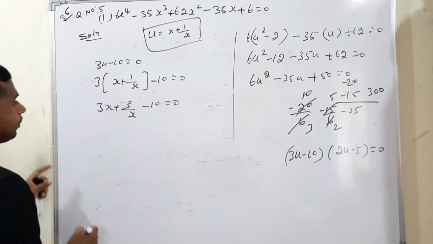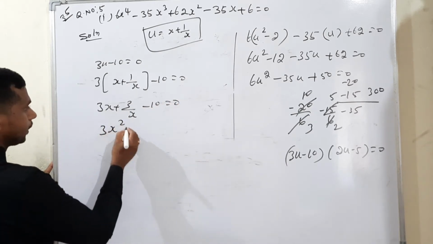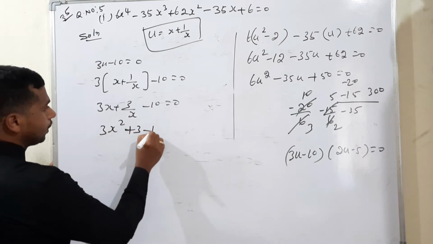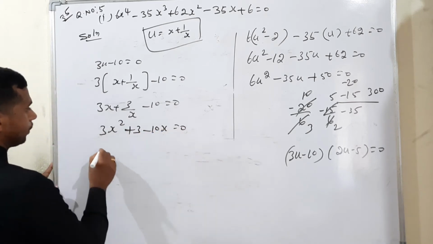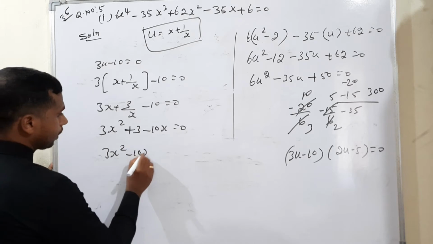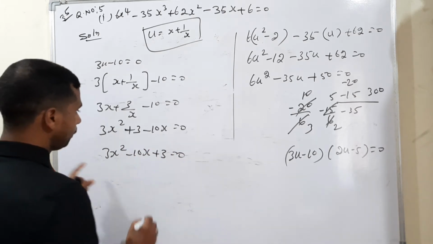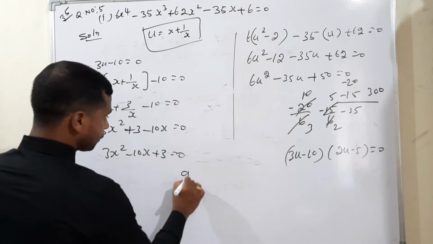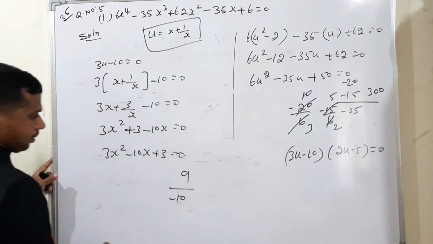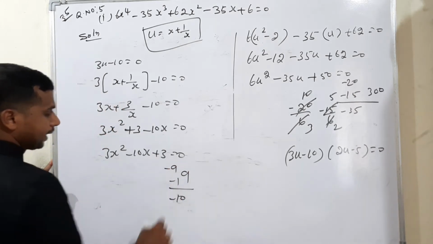Can cross multiply. 3x into x means 3x square plus 3 minus 10x is equal to 0. Therefore, 3x square minus 10x plus 3 is equal to 0. Again, sum product rule: product means positive 9, sum means minus 10. So definitely minus 9 and minus 1.